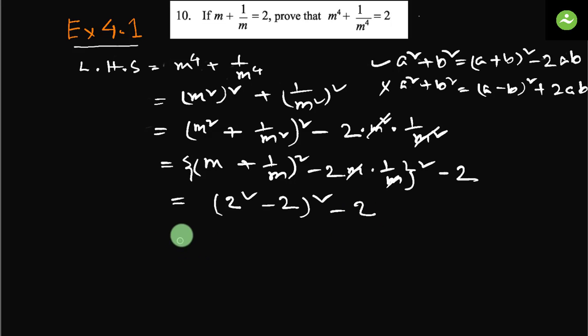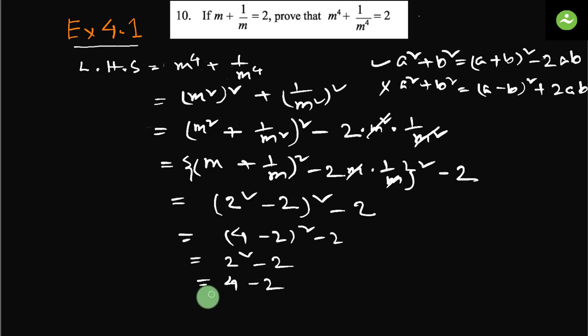minus 2 equals 4 minus 2 whole square minus 2 equals 4 minus 2 means 2, square minus 2 equals 4 minus 2 equals 2, and the right side was 2, so we can write equals to right hand side, and it's proved.